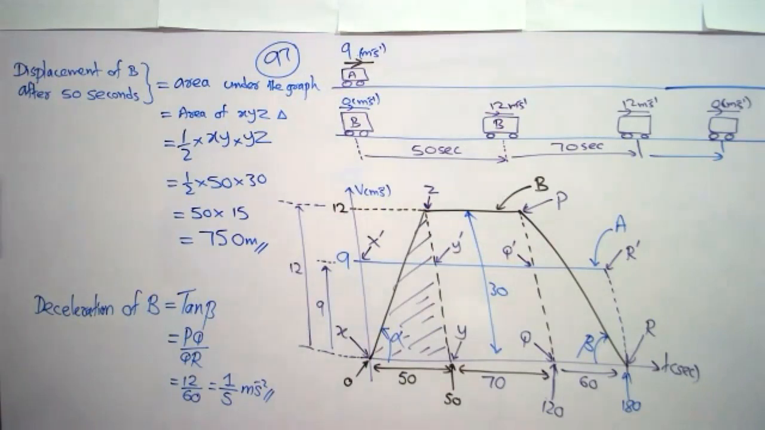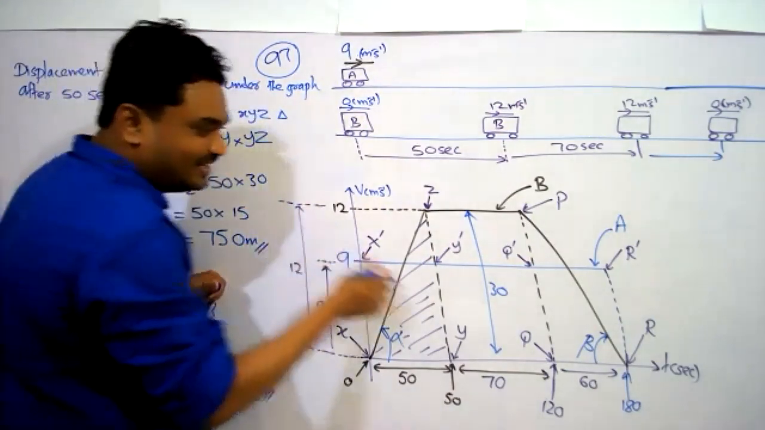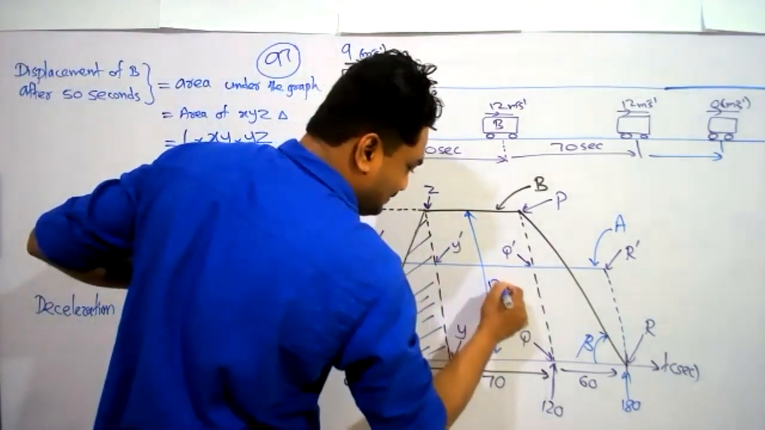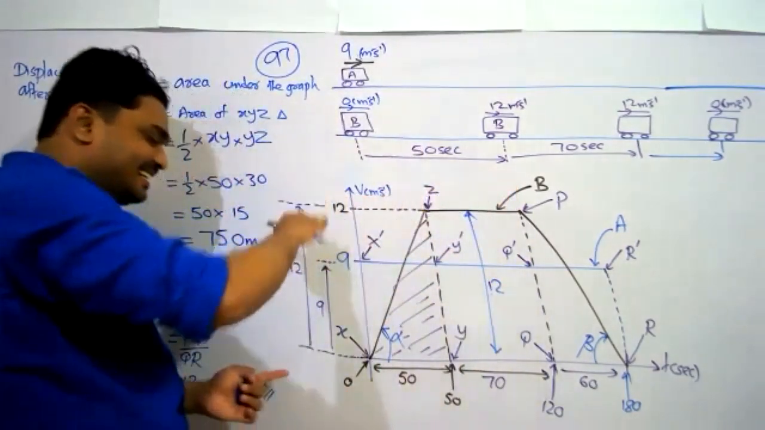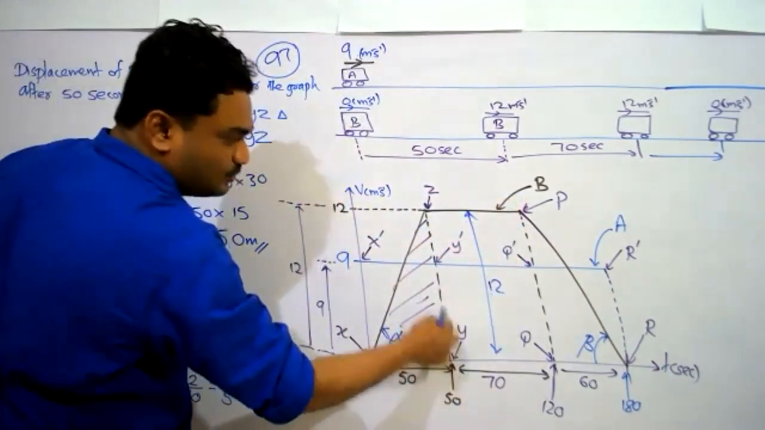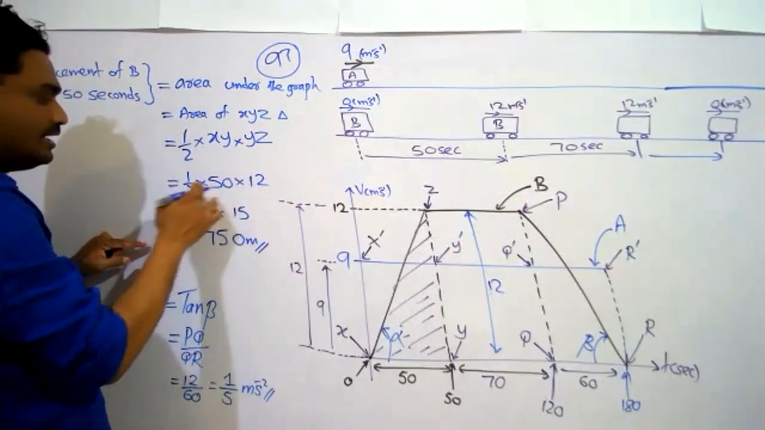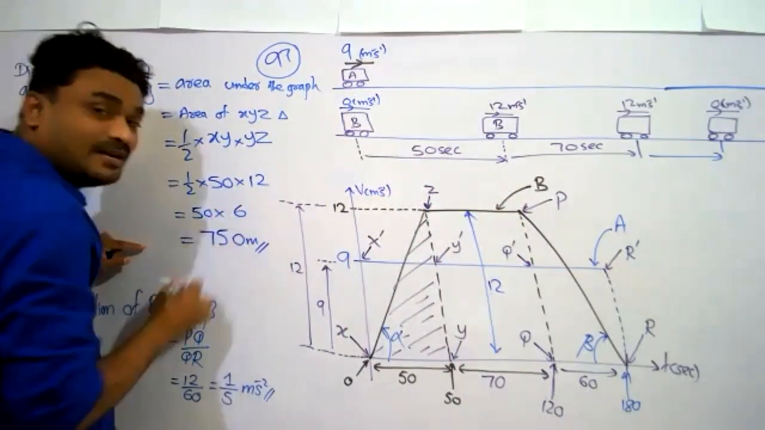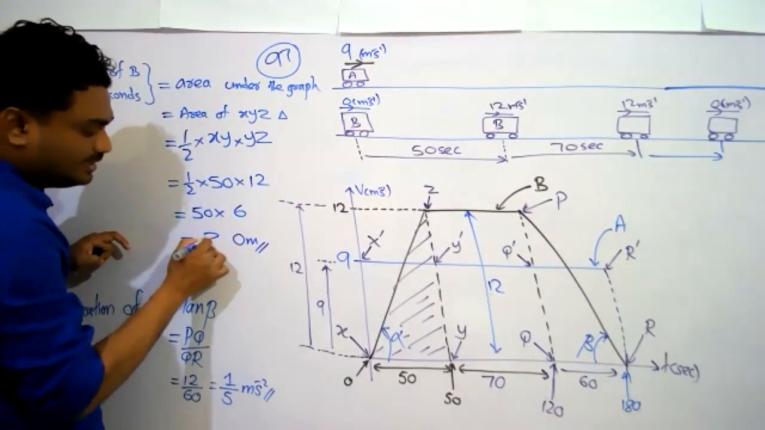Sorry, that is not 30. This is 12. Sorry, it's 12. So XY is 50, correct? So YZ is 12. 12 divided by 2 is 6. And then 6 times 0, 0, 6 times 5, 30, 300.